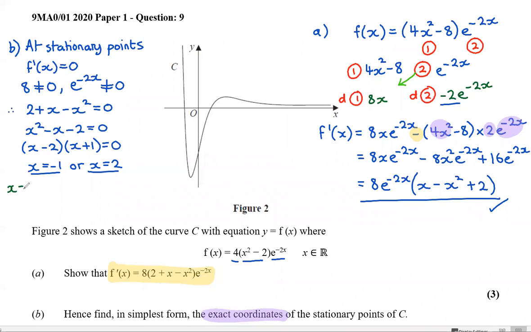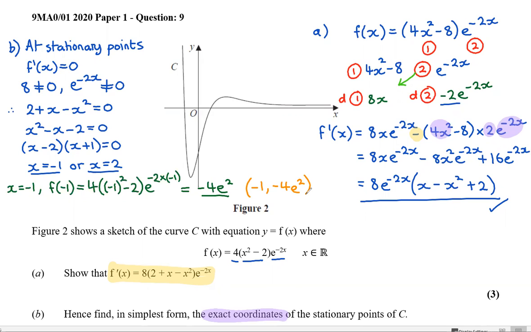So when x is equal to -1, we have f of -1, which is better. So that's going to be 4 multiplied by (-1 squared subtract 2) multiplied by e to the -2 multiplied by -1. So that's going to give us, won't change too much, will it? We're going to have -1 squared. So that's going to be -4e to the power 2. So -4e squared. All right. So our first set of coordinates are going to be at -1 and -4e squared.